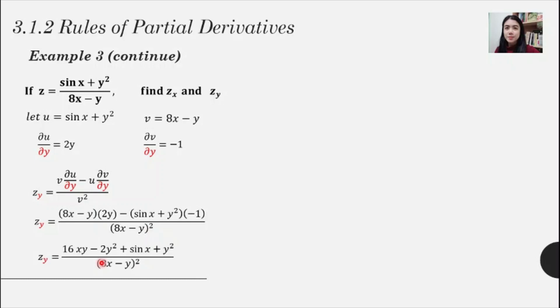And simplify it. So you expand it, you have 16, okay, 8x multiplied with 2y gives you 16xy. And then this is minus y multiplied with 2y gives you minus 2y squared. Okay, expand this one, minus sine x times minus 1 gives you positive. And again, minus y squared times minus 1 gives you y squared. So leave the denominator in the bracket. I don't expand it. Okay, so this is the answer for ∂z/∂y.